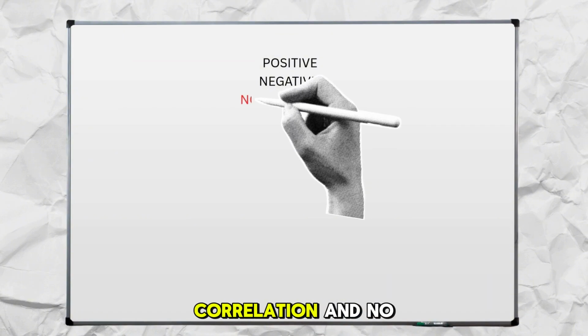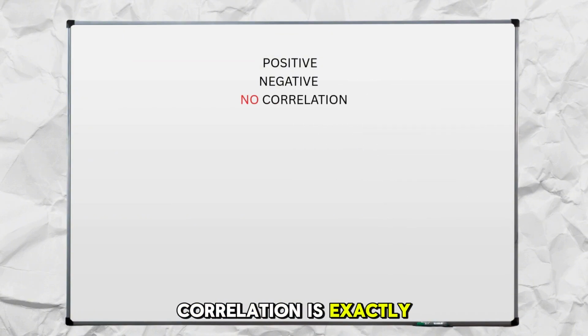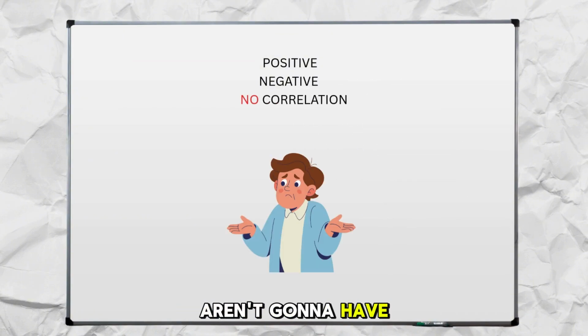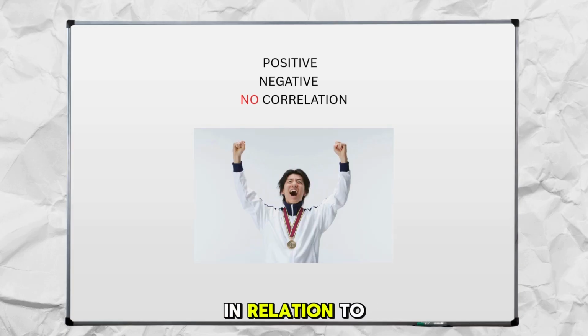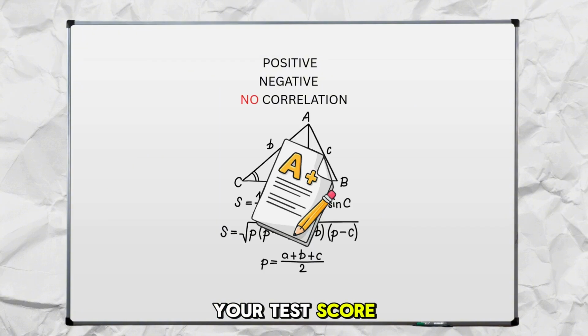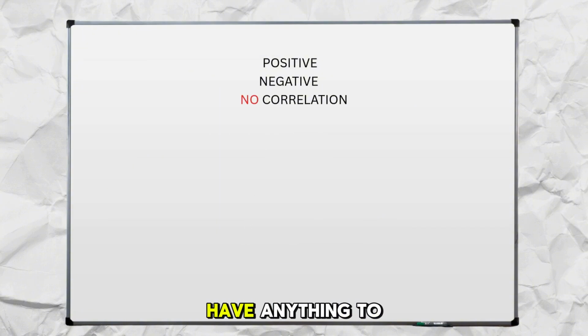Finally, we have no correlation. And no correlation is exactly like it sounds. The two variables aren't going to have anything to do with each other. We could say maybe your chances of becoming an Olympic athlete in relation to your test score in geometry. It's not really going to have anything to do with each other.